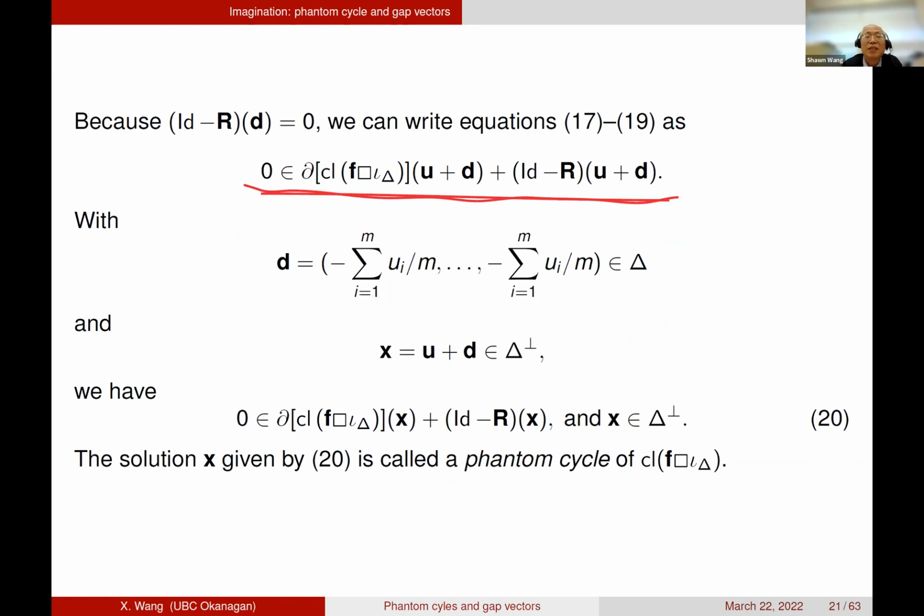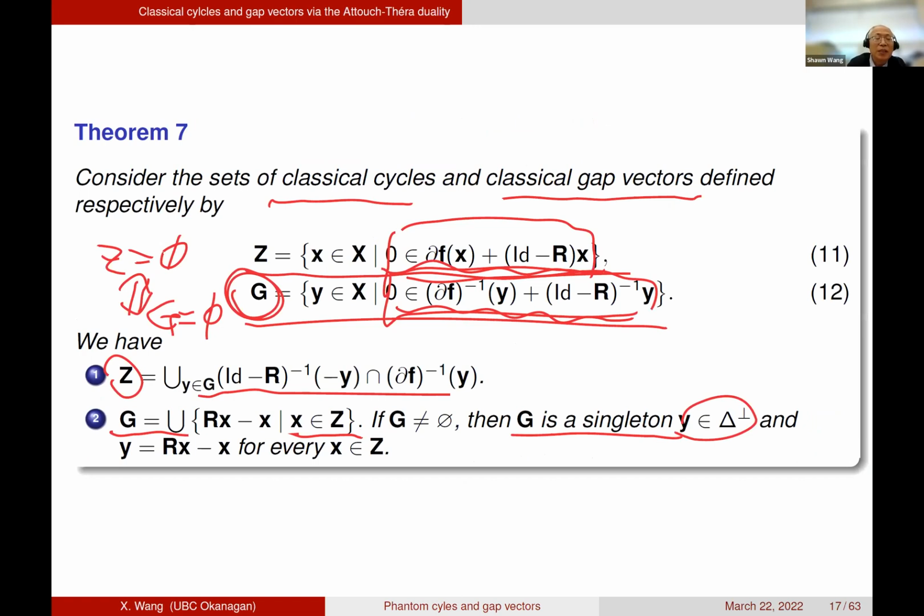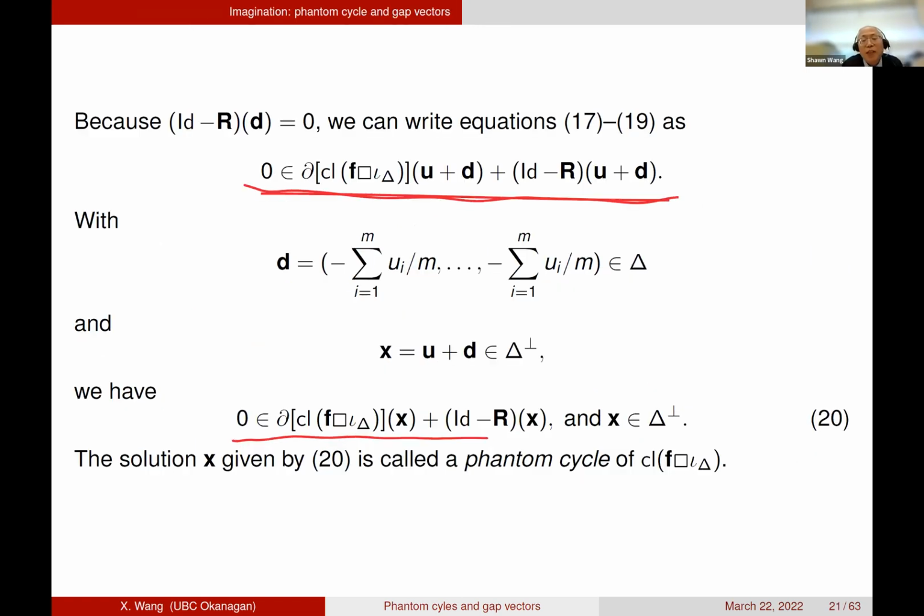Before, the problem here, we have this. This guy may not have a solution, but after you do those manipulations, some enlargement like that, this guy always has a solution. Well, this is called a phantom cycle of this function, okay, phantom cycle.